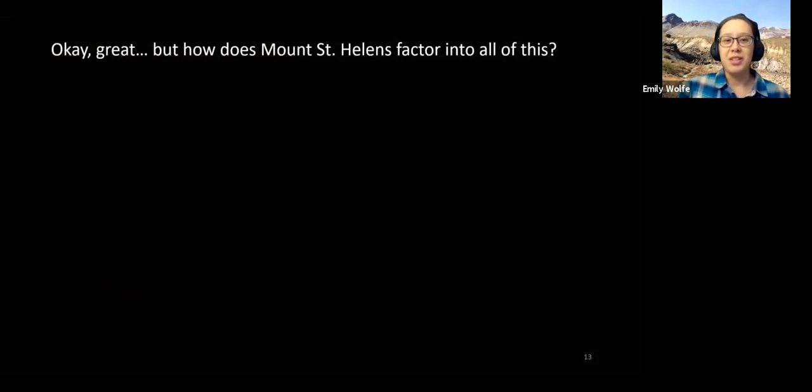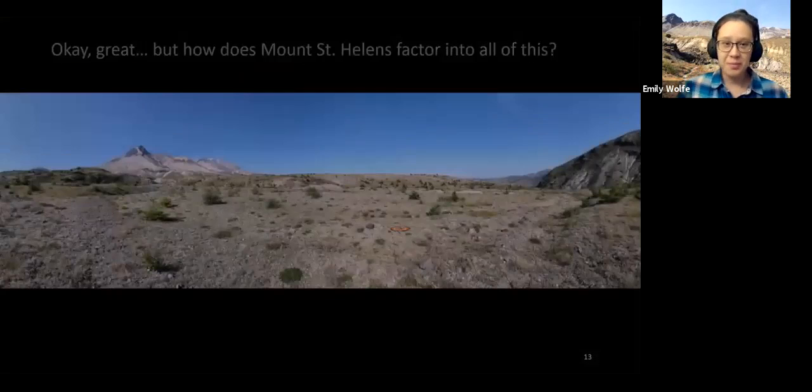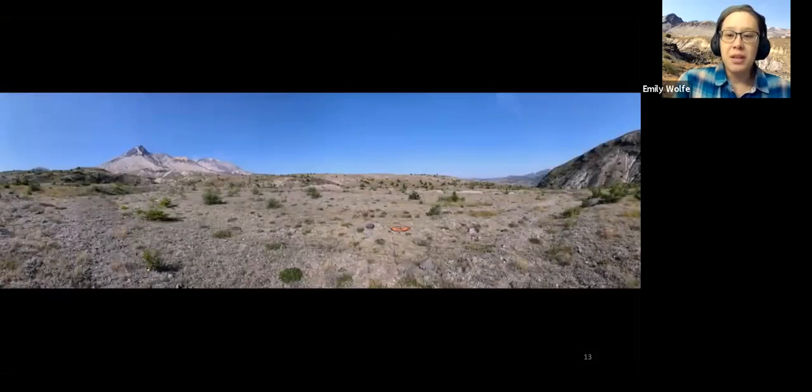Okay, so that's great. But how does Mount St. Helens factor into all of this? Well, if you've been to the north side of Mount St. Helens, or where Windy Ridge, like there's a little lookout at Windy Ridge or Johnston Ridge Observatory on the north side, this should look a little familiar to you, at least.